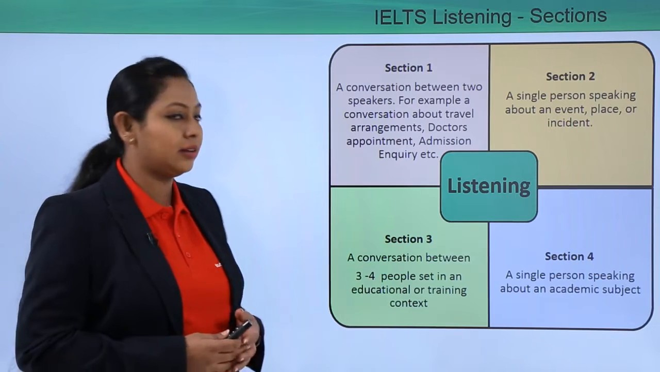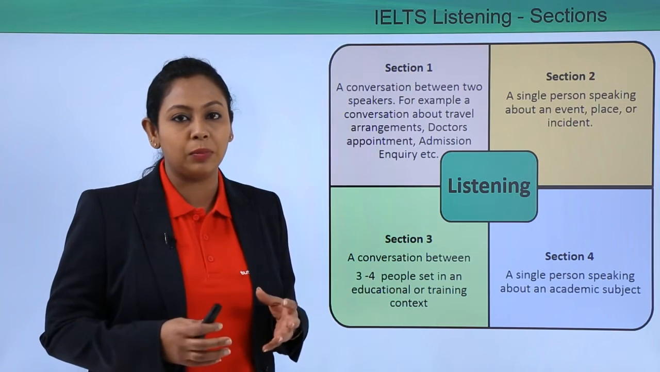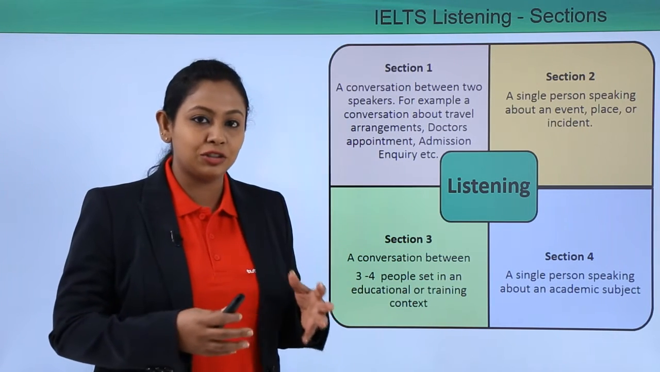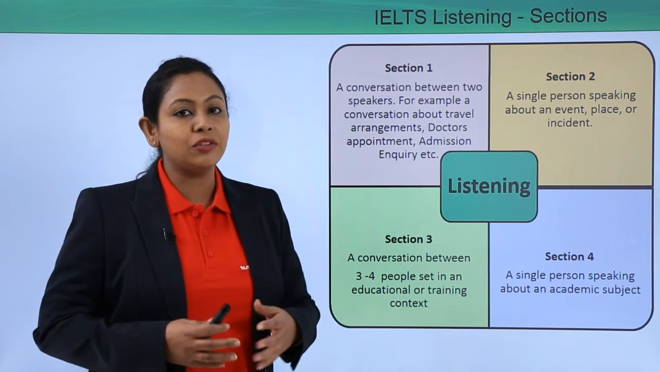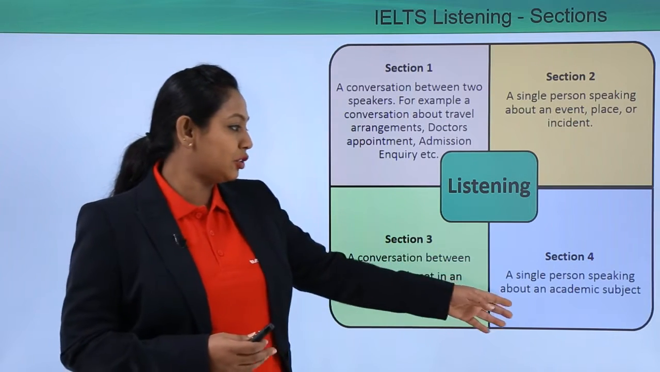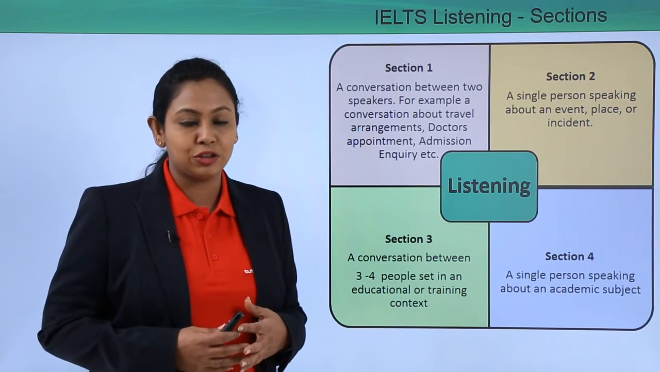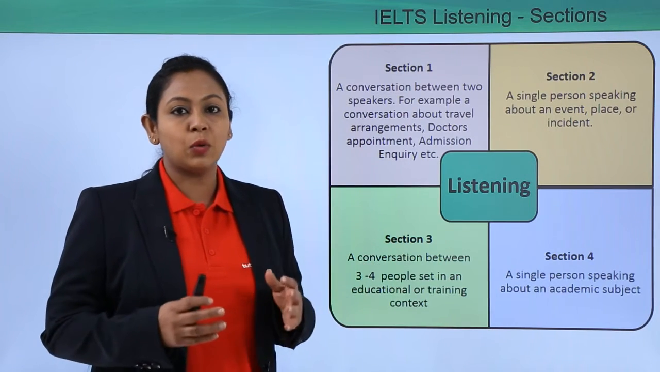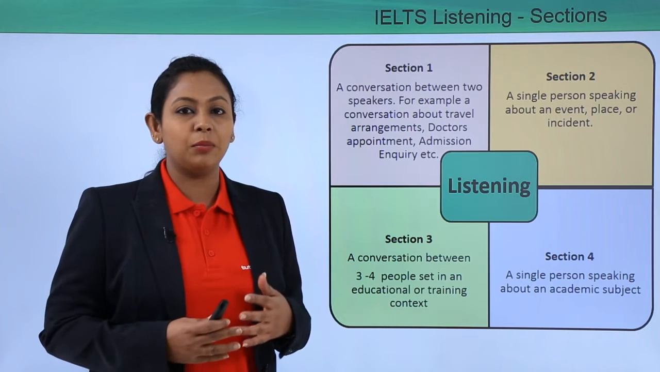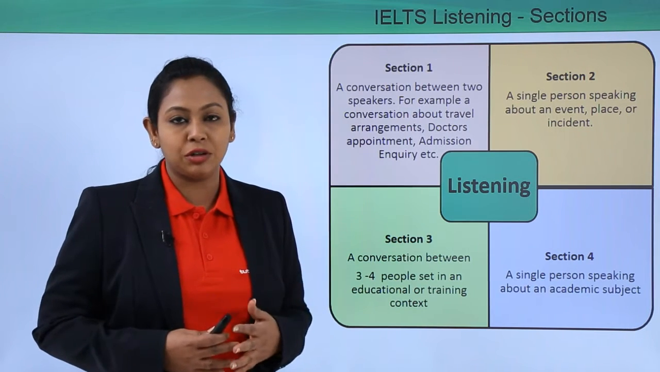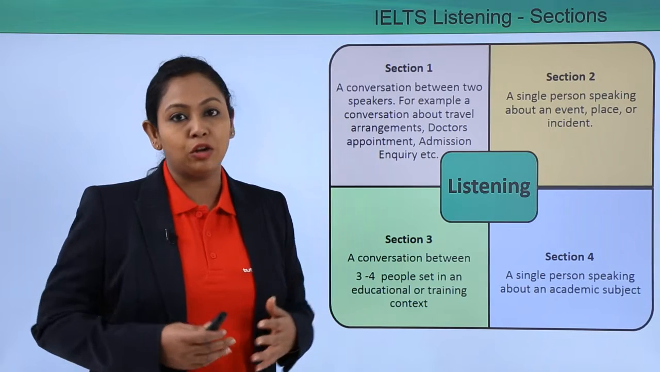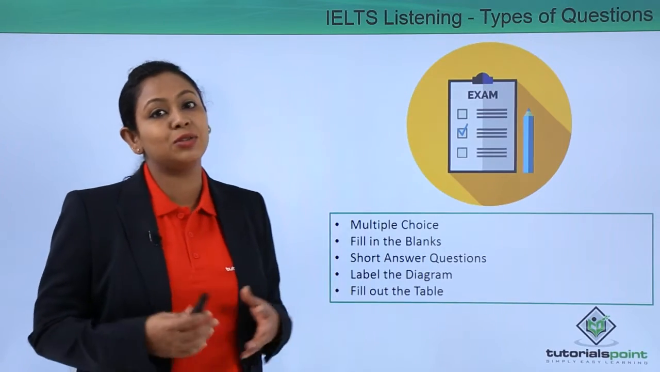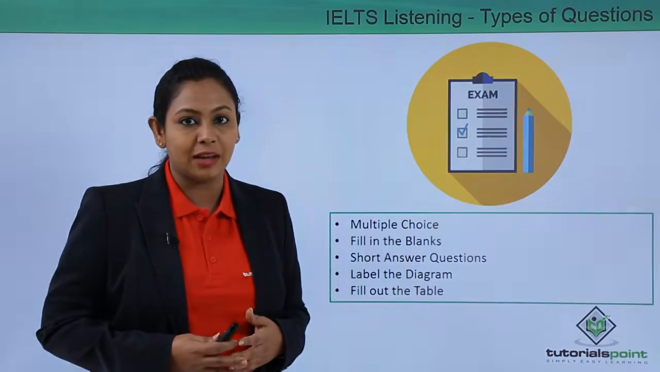Section 3, on the other hand, is a conversation between 3 to 4 people set in an educational environment or about an educational topic. It will not exceed more than 4 speakers. Section 4 is the toughest section so far, will be based on an academic topic but spoken by a single person. For example, it could be a lecture by a lecturer on a historical topic or a biological topic.